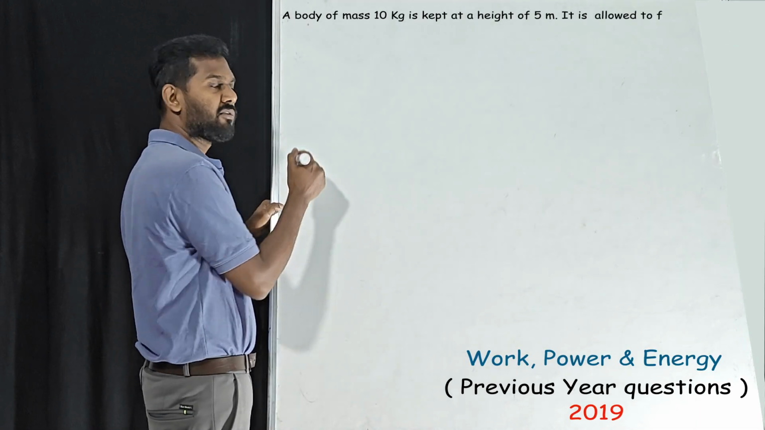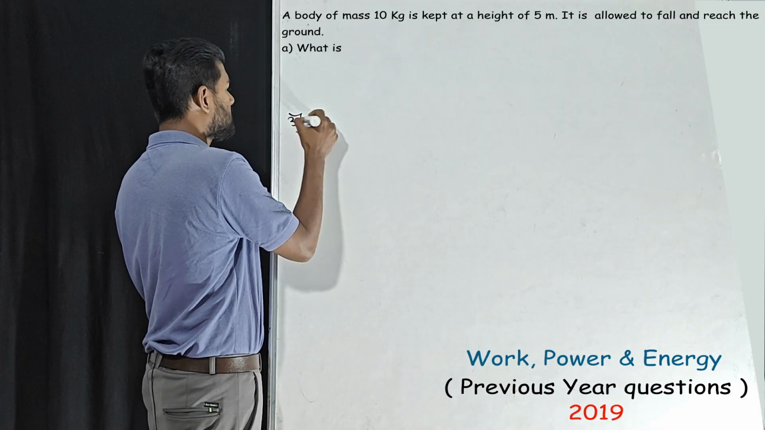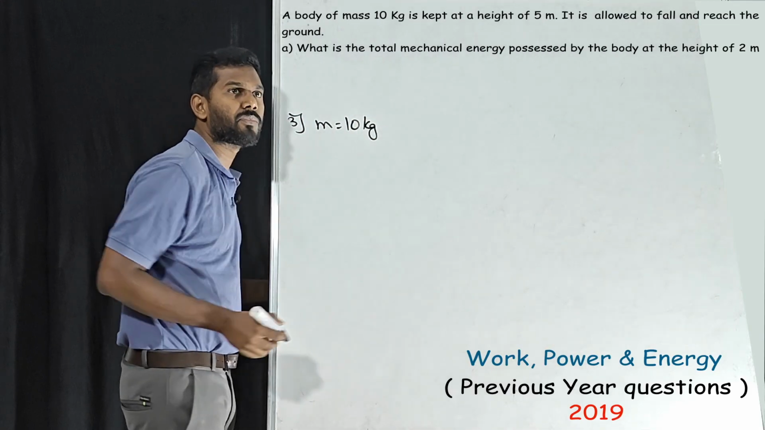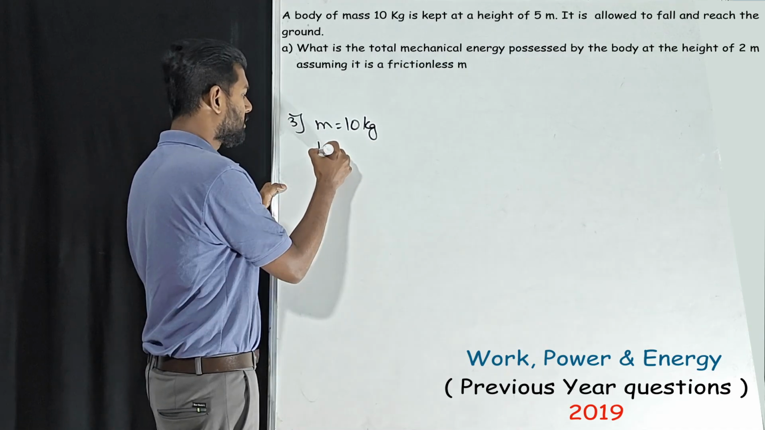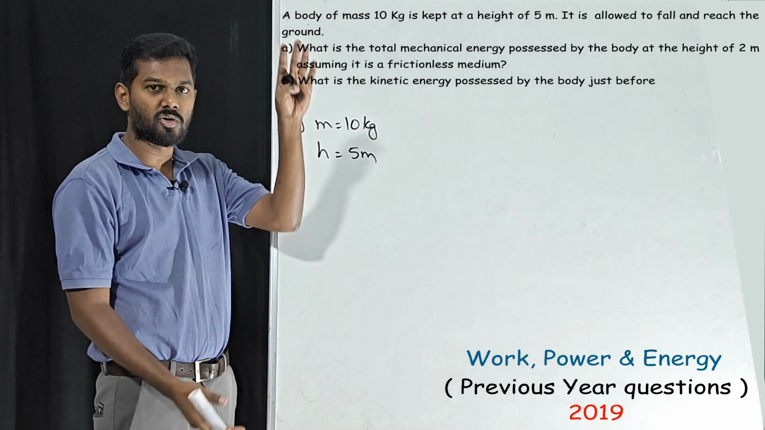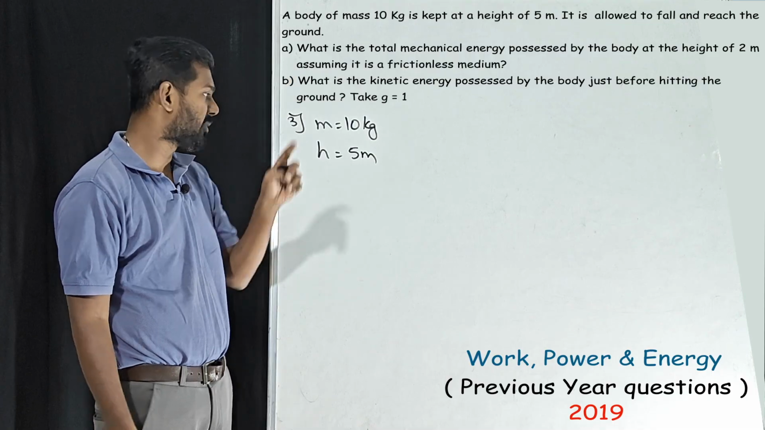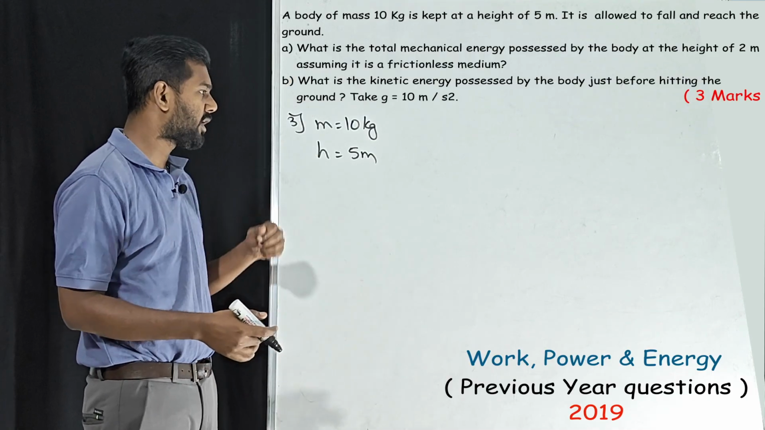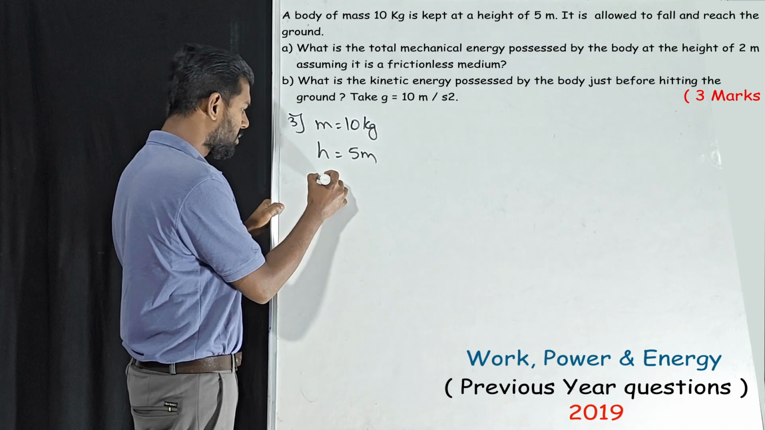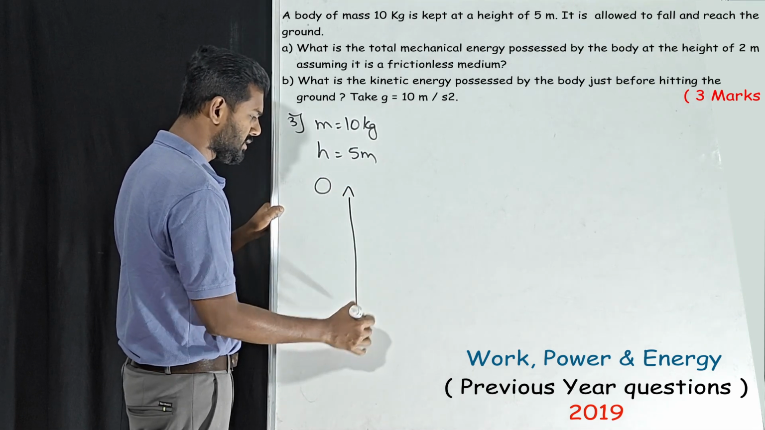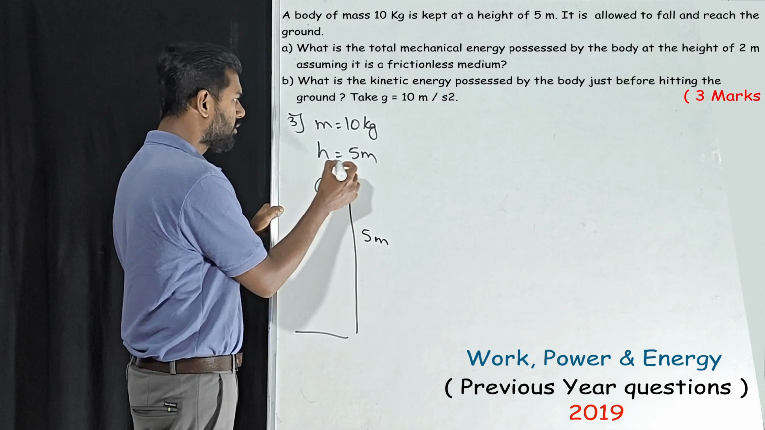Our next question: a body of mass 10 kg. So mass is equal to 10 kg, kept at a height of 5 meter. So the total height from the ground level is 5 meter. Then it is allowed to fall and reach the ground. Assume the ball is here and the ground is here. The total height is 5 meter, and the mass is 10 kg.